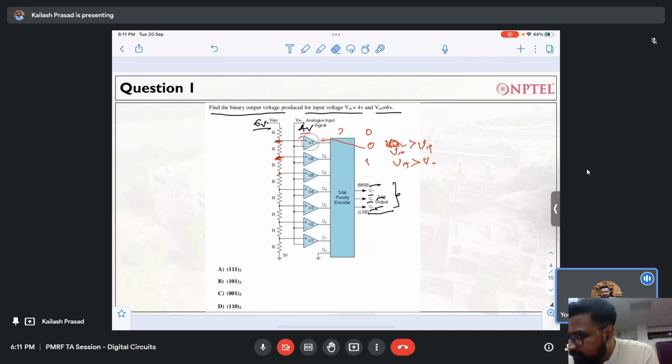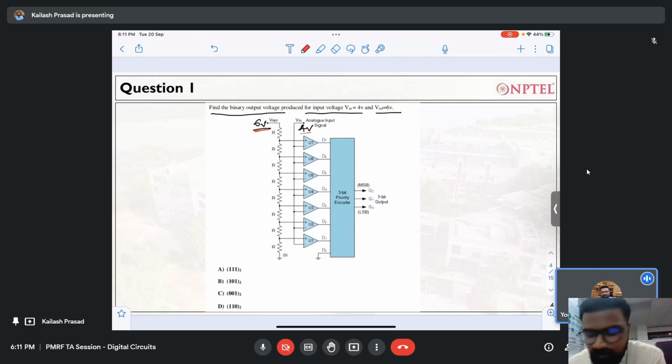This is the basic concept of the comparator, and we will quickly calculate the voltage we are getting over here. Please note that this is 6 volt, and we have 8 resistors in series: R1, R2, 1, 2, 3, 4, 5, 6, 7, 8. In the comparator there won't be any current flowing inside, so whatever current flows goes by this path. This is a resistor divider network, so the voltage will be divided into 8 parts.